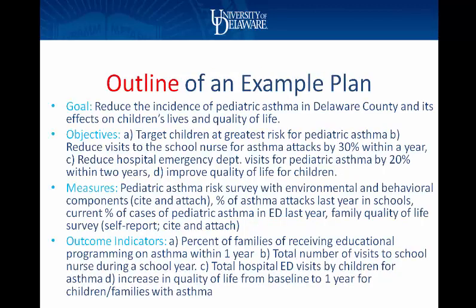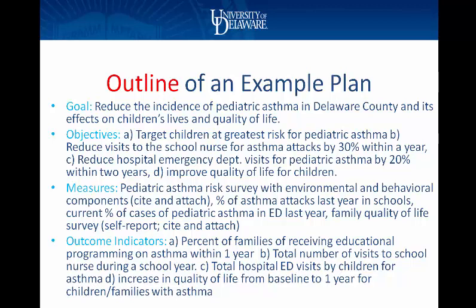So here's an outline of an example plan. An outline is in red because this is simply an example, and it's actually a bunch of examples on how you can write goals, objectives, measures, and outcome indicators. So let's say our goal, which you'll notice is pretty specific, is to reduce the incidence of pediatric asthma in Delaware County and its effects on children's lives and quality of life.